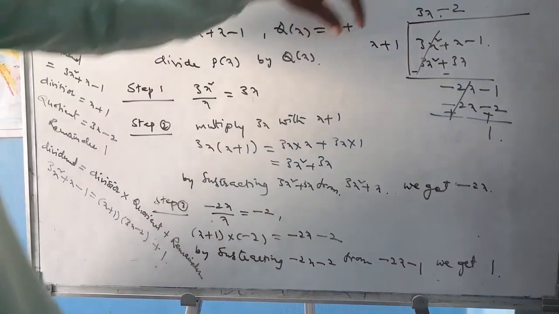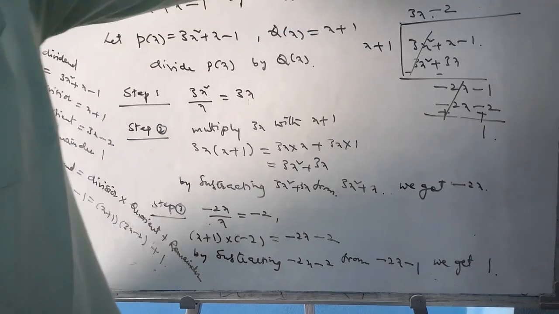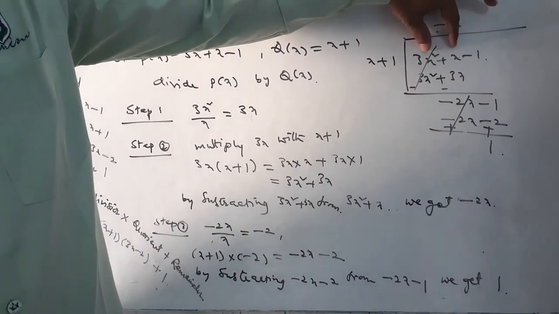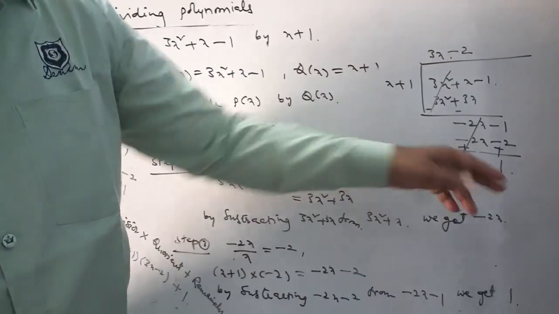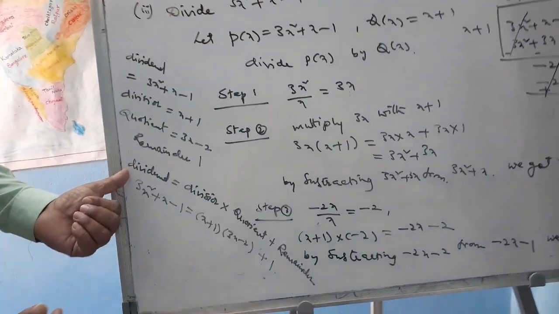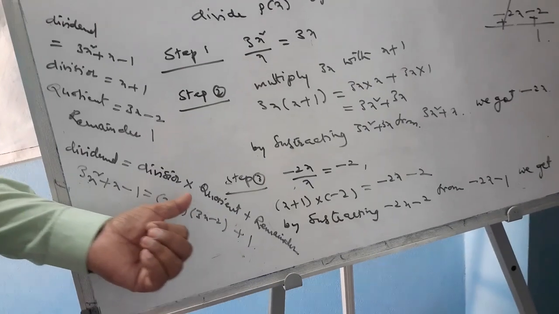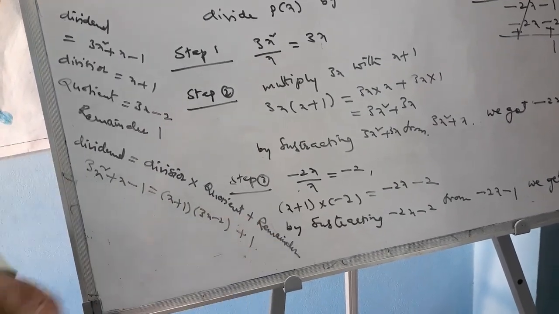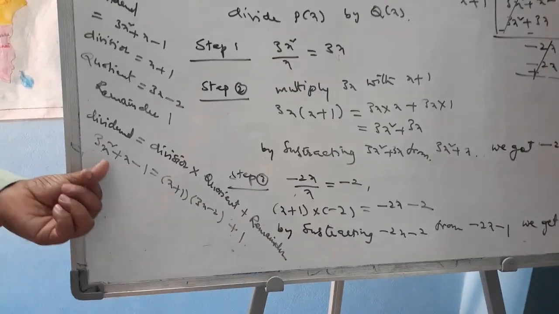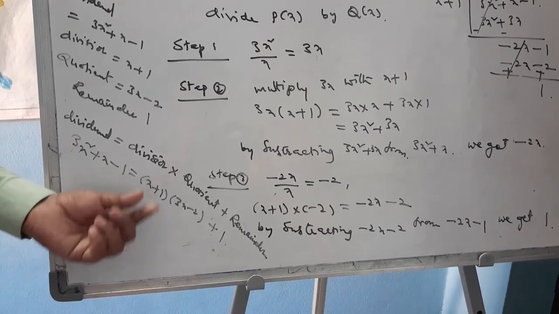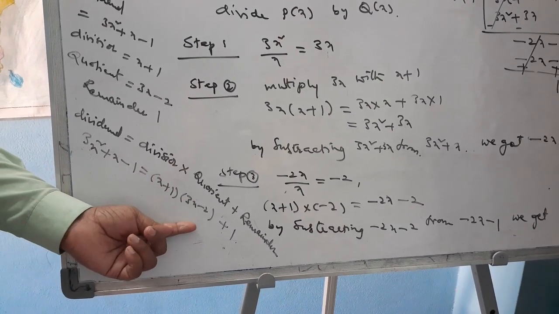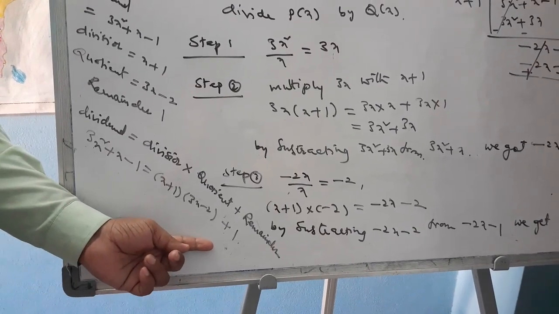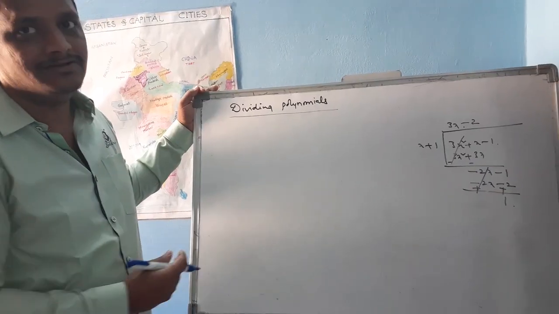So it is known as the divisor, it is a quotient, it is a dividend, and we are getting the remainder. So we have the formula, dividend is equal to divisor into quotient plus remainder. Here the dividend is 3x squared plus x minus 1, divisor is x plus 1, quotient is 3x minus 2, and the remainder is 1. That's all.